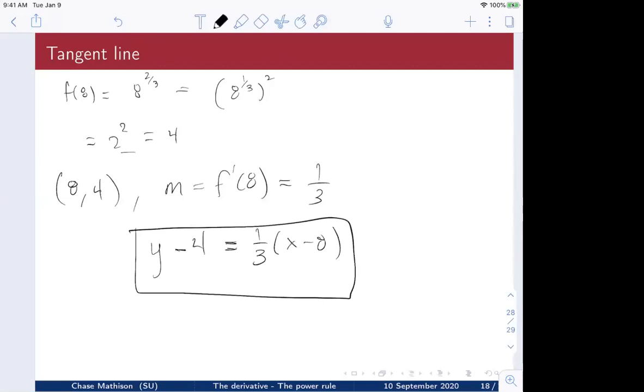Because again, this gives you all the information you need to know to plot the line. You know that the point 8, 4 is on the line, and you know the slope. So from the point 8, 4, you can go up 1/3 to get another point on the line and draw the line. Okay. Are there any questions on this? Finding tangent lines is going to be a big part of this class.